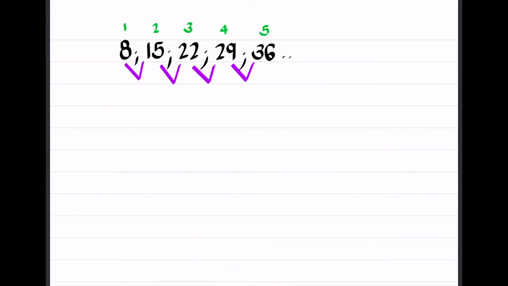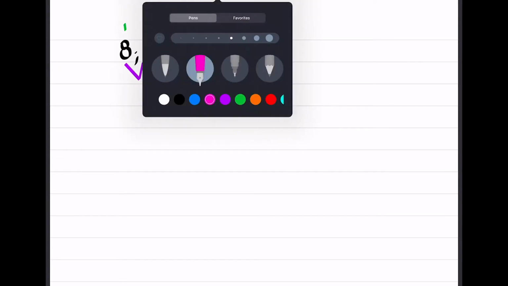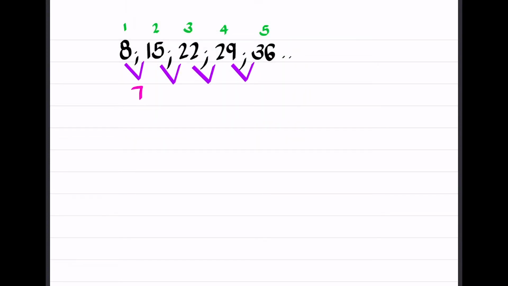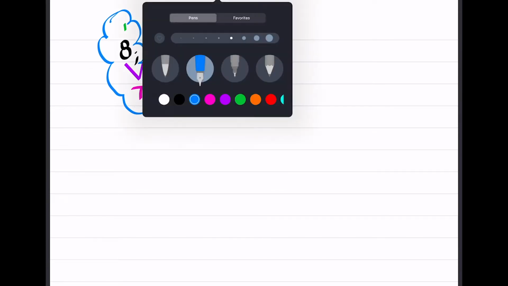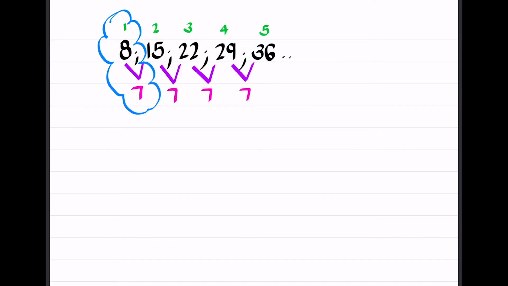So I say term 2 minus term 1, so 15 minus 8 gives me 7. Then term 3 minus term 2, 22 minus 15 is 7, 29 minus 22 is 7, 36 minus 29 is also 7. Now, just for ease of reference, I am going to circle my first term information so that I'm able to substitute it in.